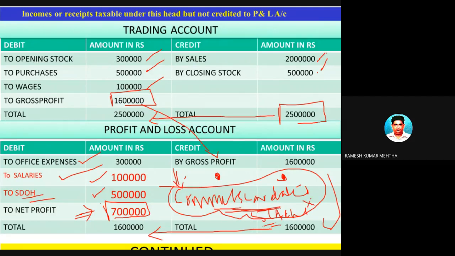You have not taken into account this particular transaction on the credit side of profit and loss account. If you are required to take this one on the credit side of profit and loss account, let's see what is going to happen to this net profit of 7 lakh rupees.